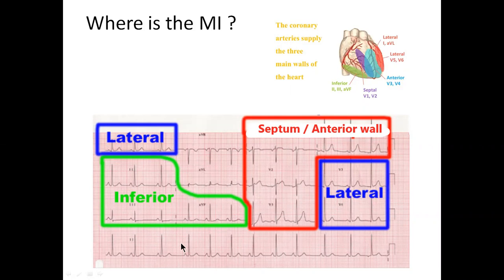So this is a very, very important slide, and you do have to memorize this. Once again, V1 and V2 indicate the septum. V3, V4 is the anterior wall. V5, V6 is the lateral wall, and 1 and AVL is also the lateral wall.